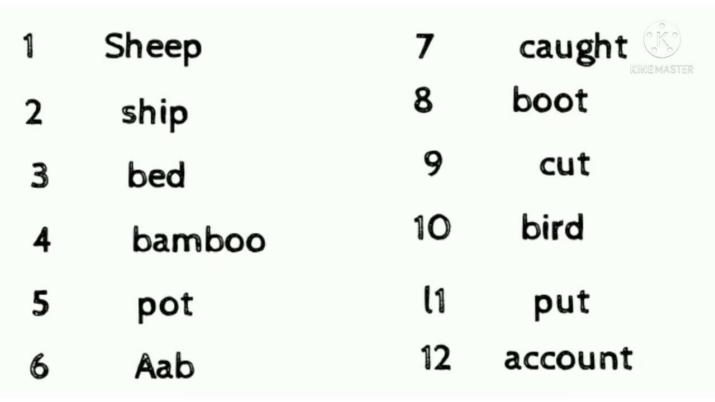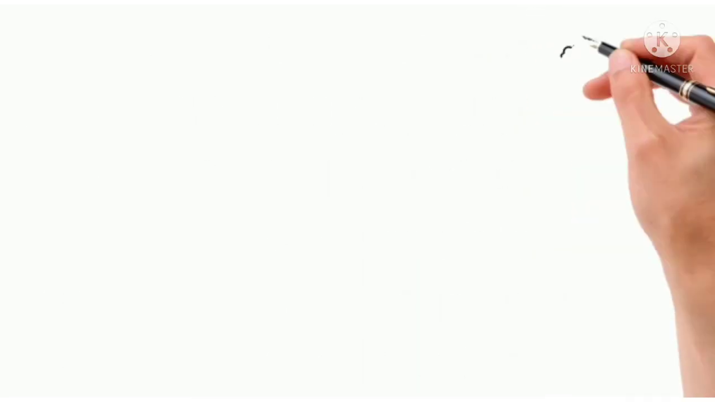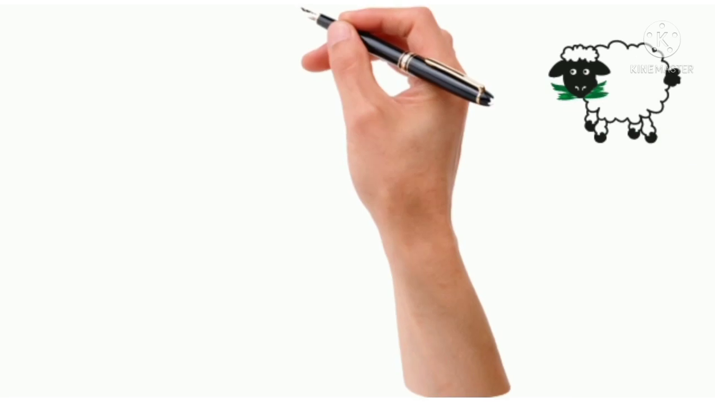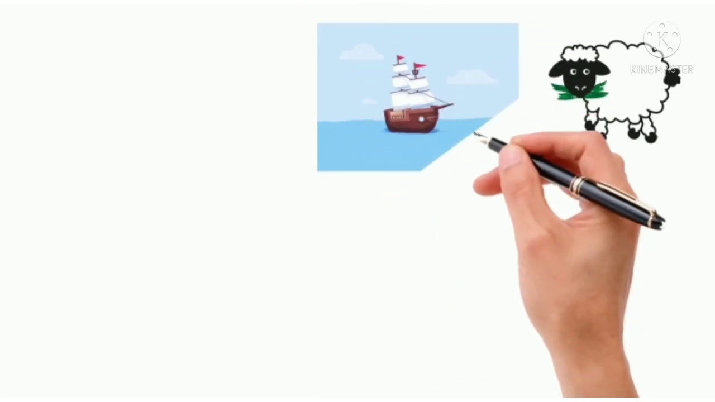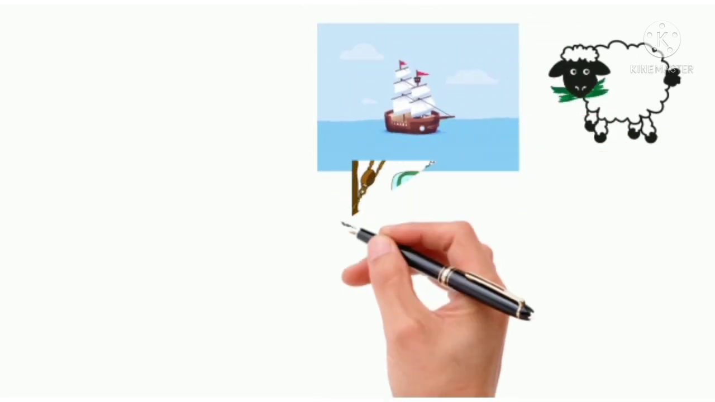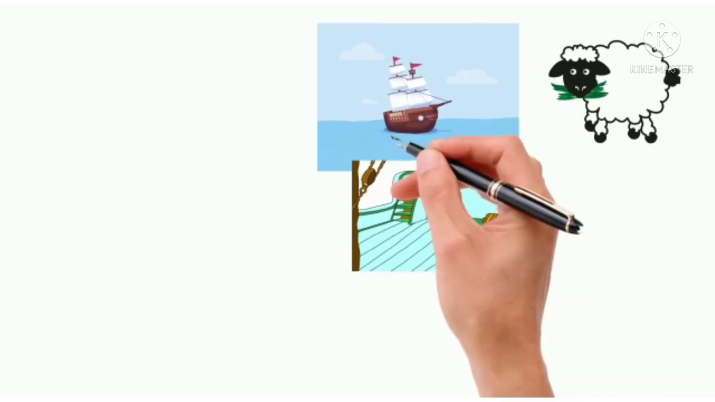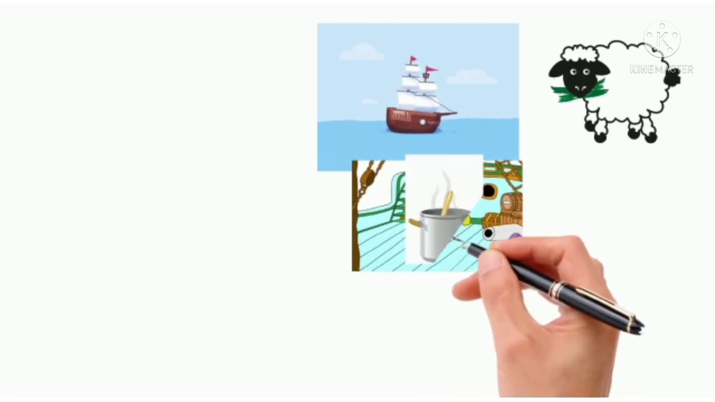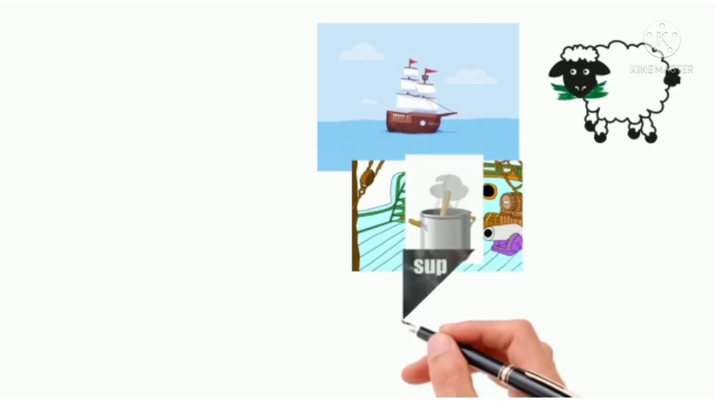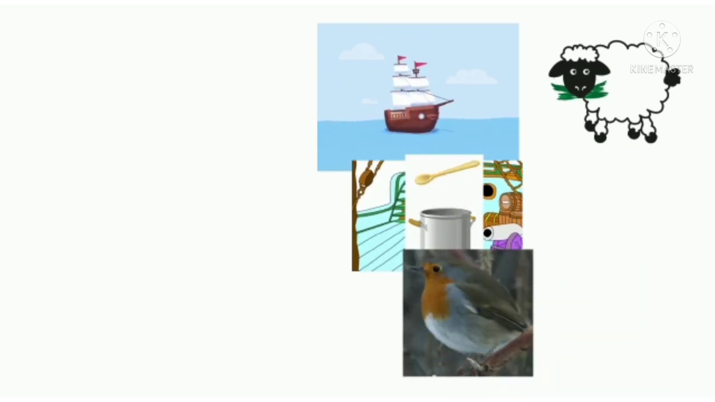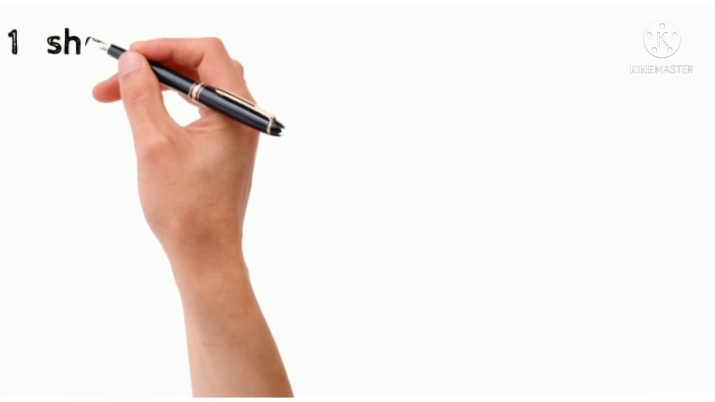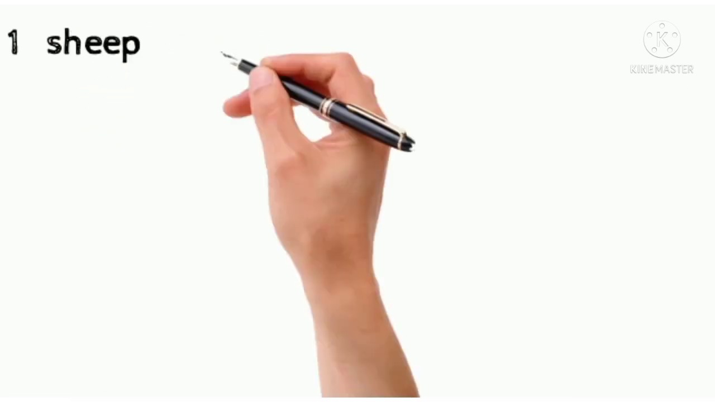Very good. Now let's revise the story quickly. I have a sheep and I went to the ship. I saw there a bed and it was made of bamboo, and there was a pot, and in the pot was herb. I caught herb in a boot and gave it to a bird. This is a simple story. Now see, we deal with vowel sounds only. We'll cut the consonant sounds.